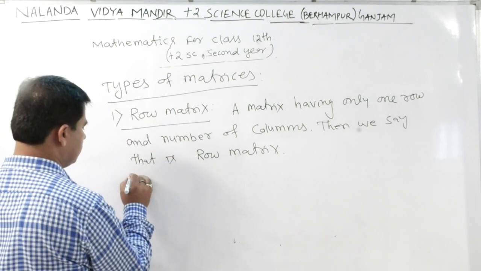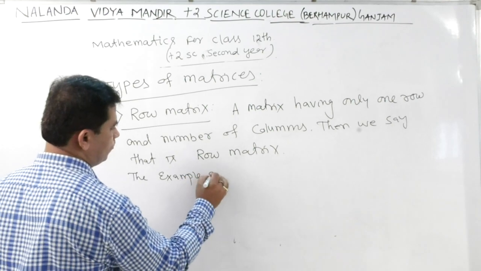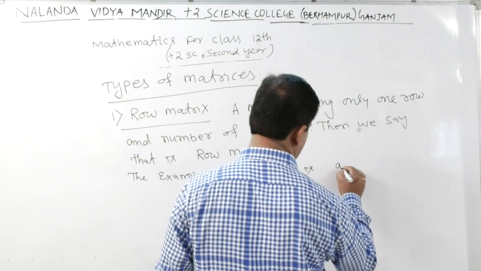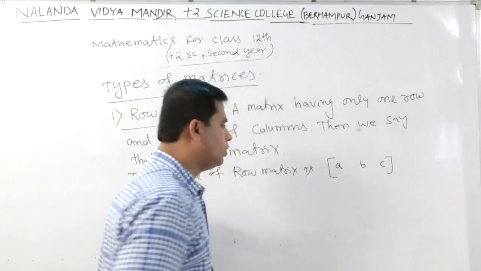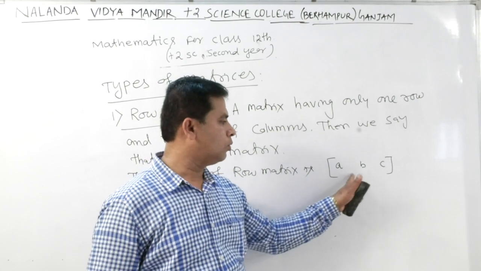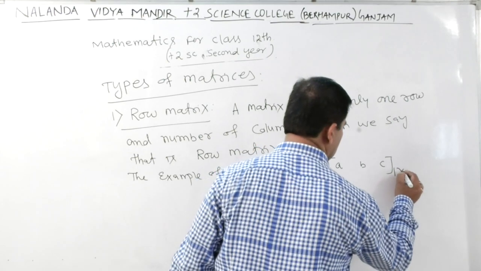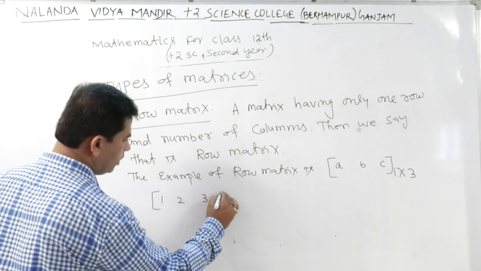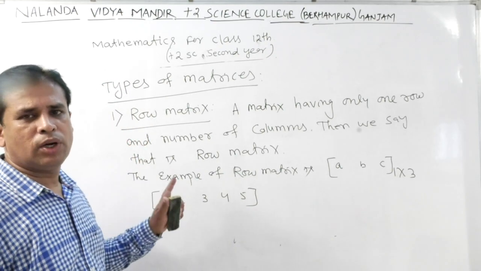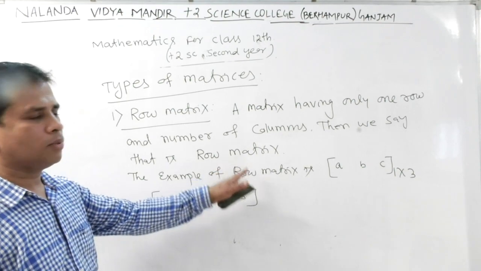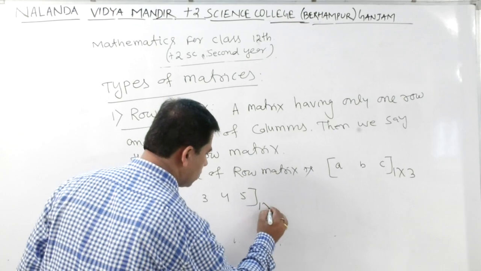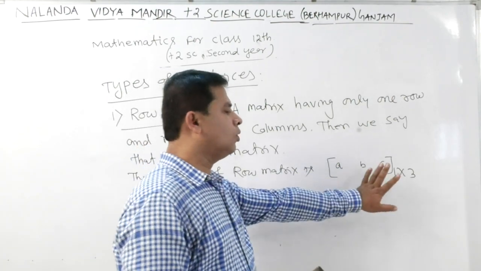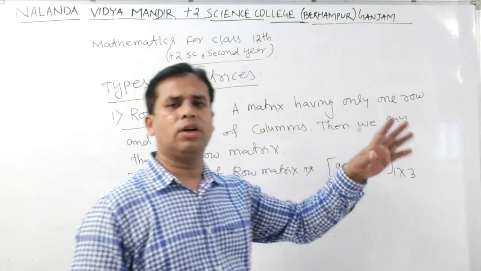The example of a row matrix is A, B, C. In this matrix, how many rows? Only one row and 3 columns. The order of the matrix is 1 cross 3. And we write another matrix 1, 2, 3, 4, 5. Here, how many rows? Only one row, a single row. And how many columns? 5 columns. So the order of the matrix is 1 cross 5. Always, in a row matrix, the number of rows must be 1 and columns may be 2, 3, 5, up to n.